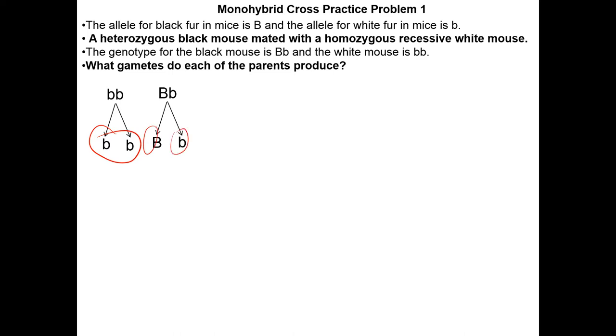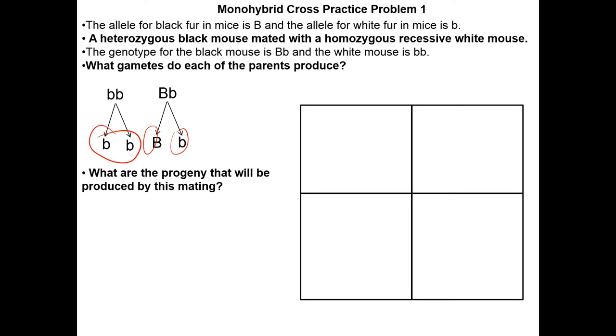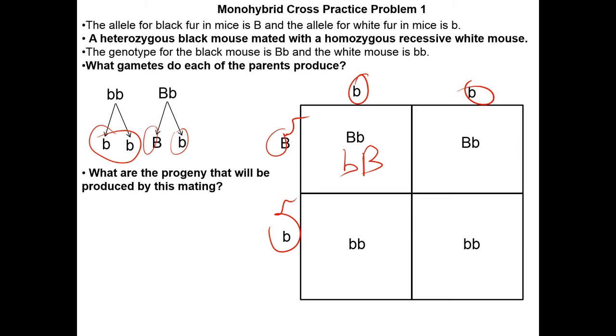So let's set up our Punnett square now that we have our gametes. We put our gametes on the outside, so we have our sperm, we have our eggs, and inside the Punnett square, we have our zygote. Now, it's always convention to put your dominant allele before your recessive allele. In other words, you won't do this, that's confusing. It's always dominant before recessive.